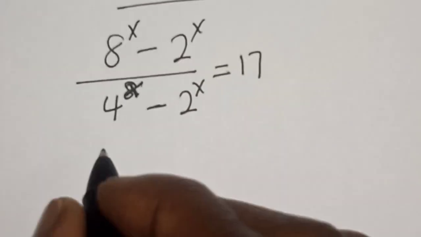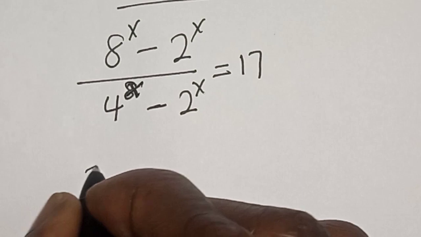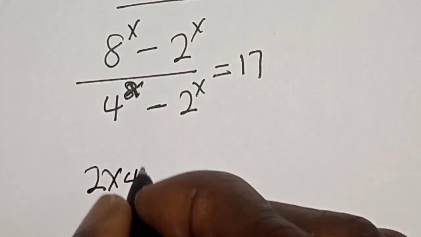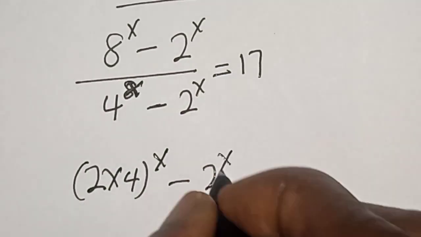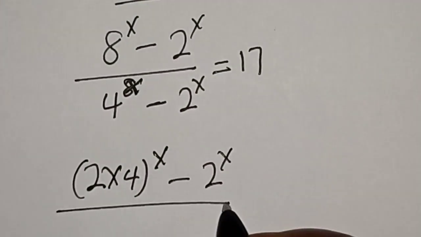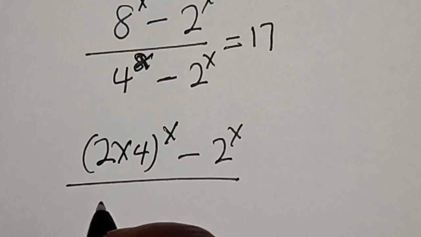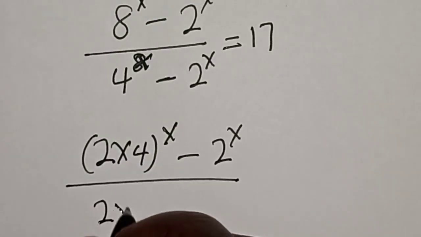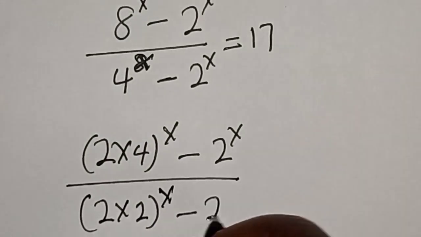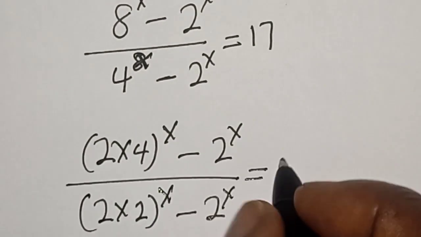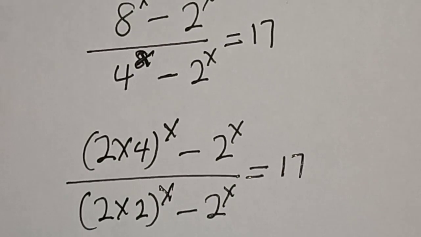8 raised to power s is the same thing as 2 multiplied by 4 raised to power s, minus 2 raised to power s, divided by 4 raised to power s, is 2 times 2 raised to power s, minus 2 raised to power s, is equal to 17.